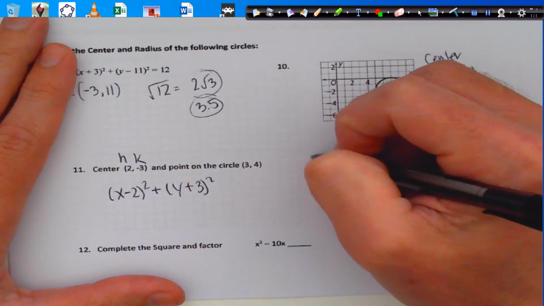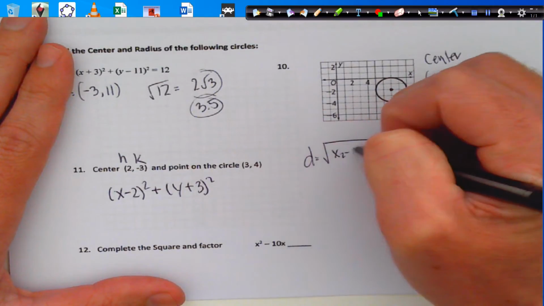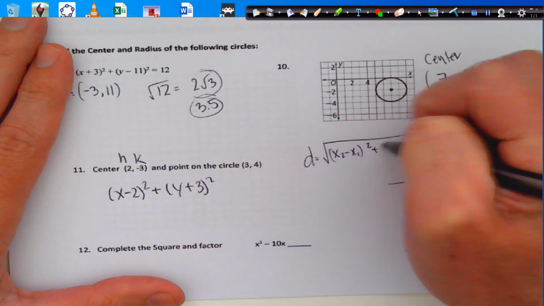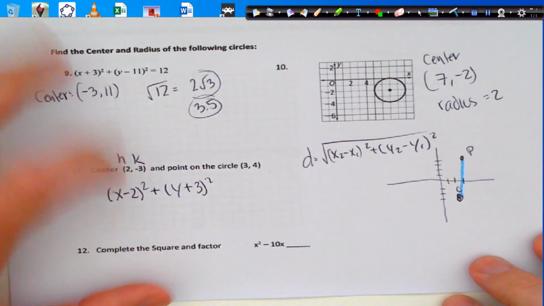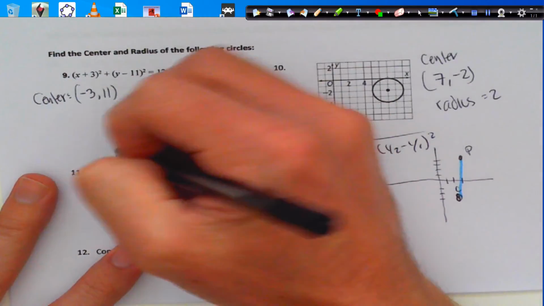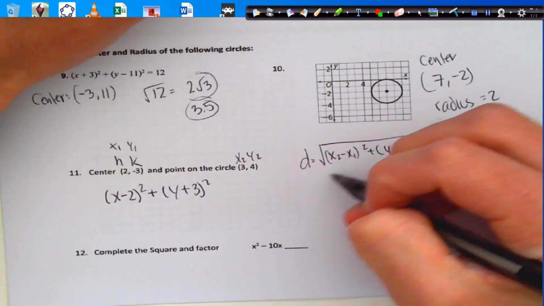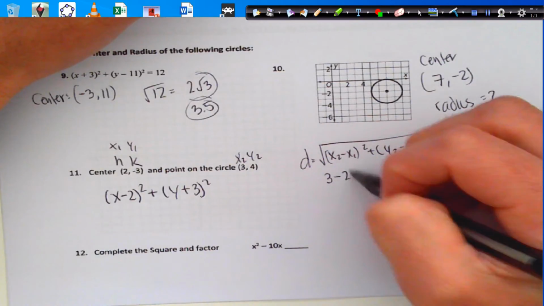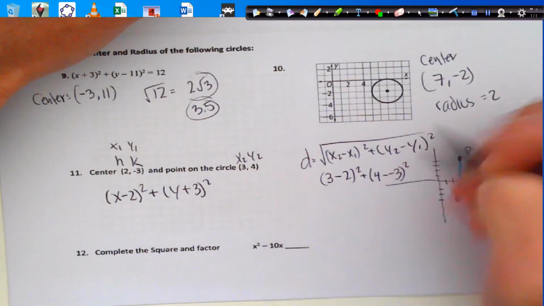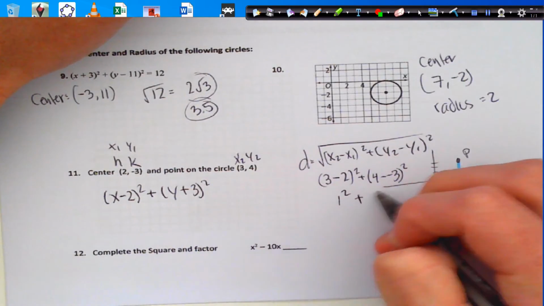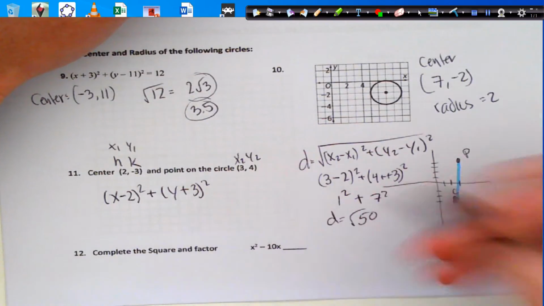Use the distance formula, which is the square root of (x2 - x1)² + (y2 - y1)². And so these 2 points, I'm going to call this x1, y1, x2, y2. We can plug it in. So we get (3 - 2)² + (4 - (-3))². So this is 1² plus, 2 negatives make a positive, 7², so we're going to get the square root of 50 is the distance.